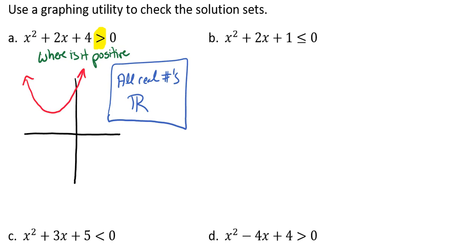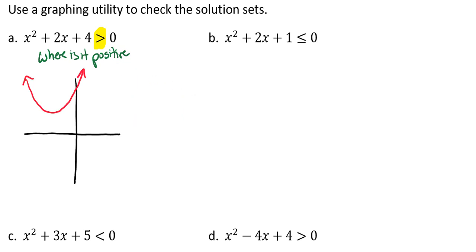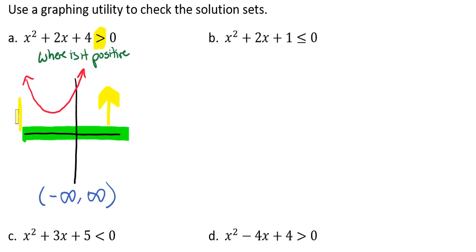And since we're looking for intervals, the way that we might write all real numbers as an interval would be from negative infinity to positive infinity. Because again, we were looking to see, if this is our x-axis, where are we above that? And the answer was everywhere.